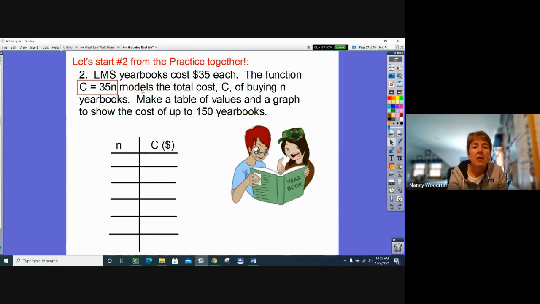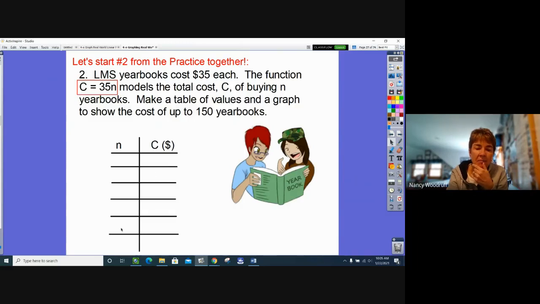Okay. We're going to make a table of values, and we're going to make a graph, and we need to show the cost on our graph up to at least 150 yearbooks. So you don't want to just put 1, 2, 3, 4, 5. We've got to get up to at least 150. With real world graphs, lots of times you don't want to just go by ones. You want to go by reasonable amounts. In yearbooks, we're going to sell not just 5 yearbooks. Okay, so we're going to start by filling out a table.